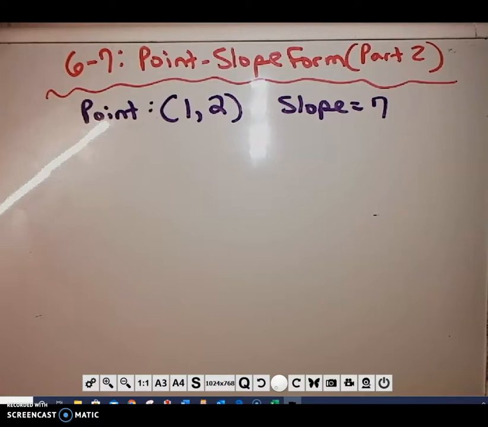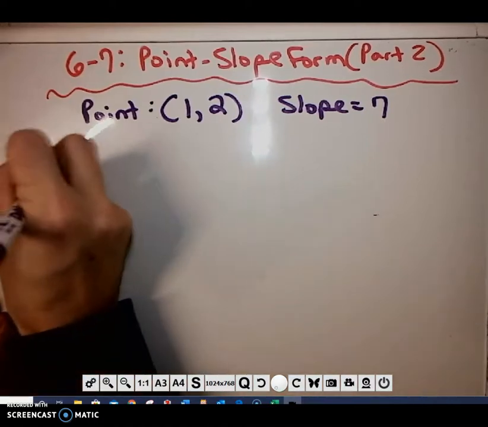This looks just like the worksheet that you did. I'm going to use different examples, obviously, from your worksheet, but I'm going to show you what it is that you're going to be doing today. Today we're going to be naming the name of this line that goes through point 1, 2 with a slope of 7, and we're going to be naming it first in point slope form, and then in slope-intercept form, and then in standard form.